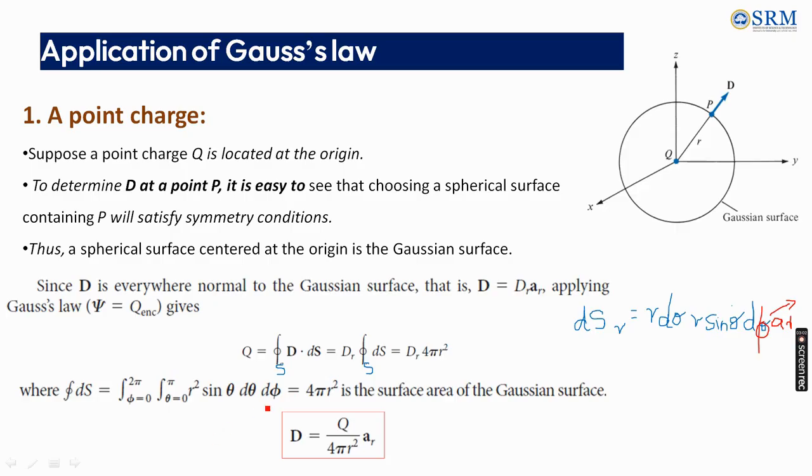Theta varies from 0 to pi in spherical coordinates and the azimuth angle varies from 0 to 2 pi. Since r squared is constant, if I integrate d phi separately and sine theta d theta separately, I will get the 4 pi r squared relation, which is the surface area of the Gaussian sphere. You can try this integral on your own, and from here we arrive at the electric flux density D equal to Q divided by 4 pi r squared times a_r.